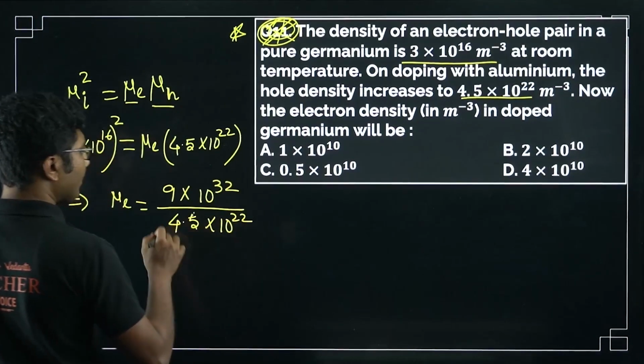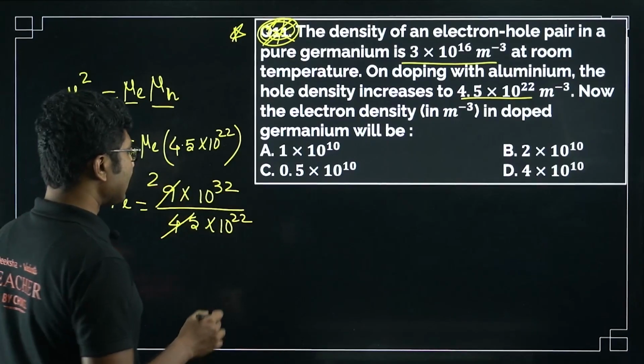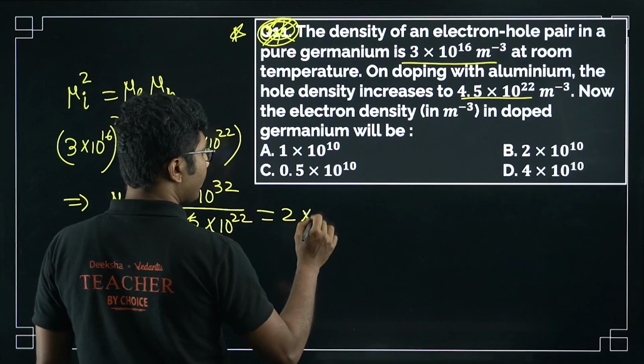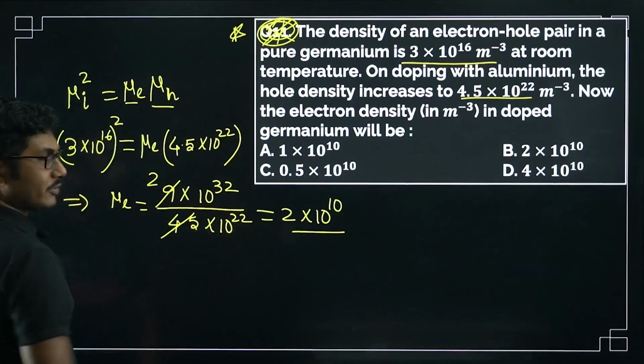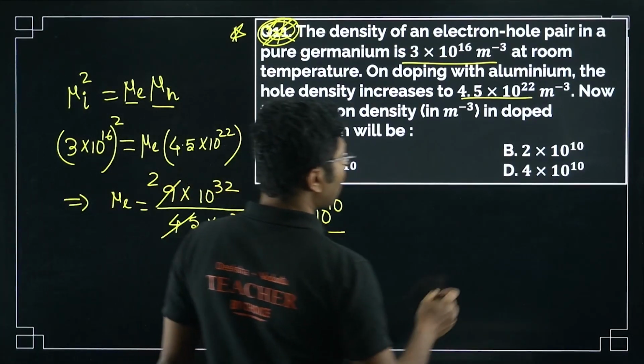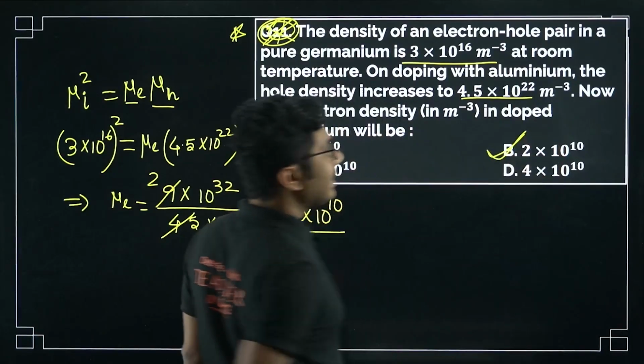As you see, the values are very good, they will cancel each other and you will get 2 into 10 to the power of 10. Okay, 32 minus 22, 10 to the power of 10. So the answer is 2 into 10 to the power of 10.